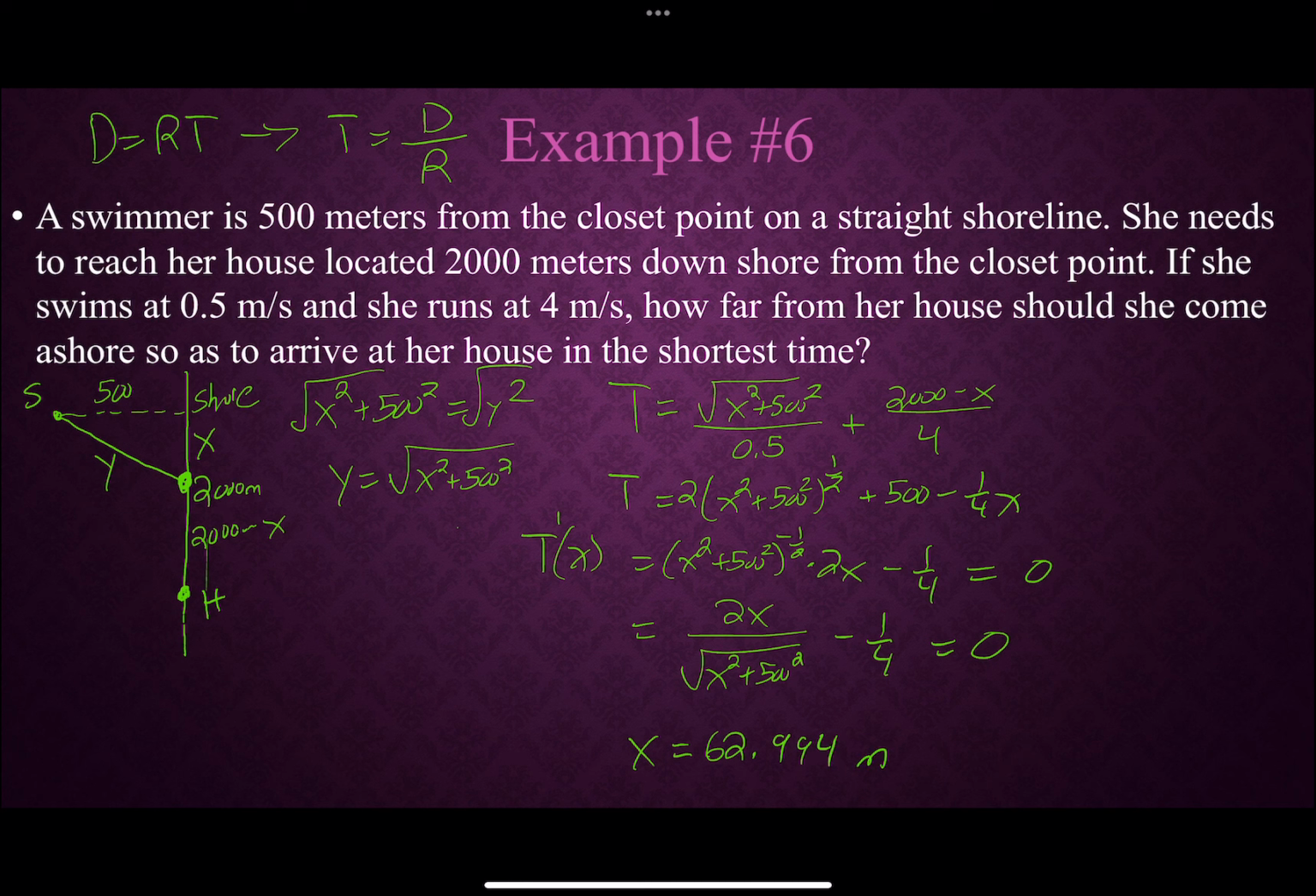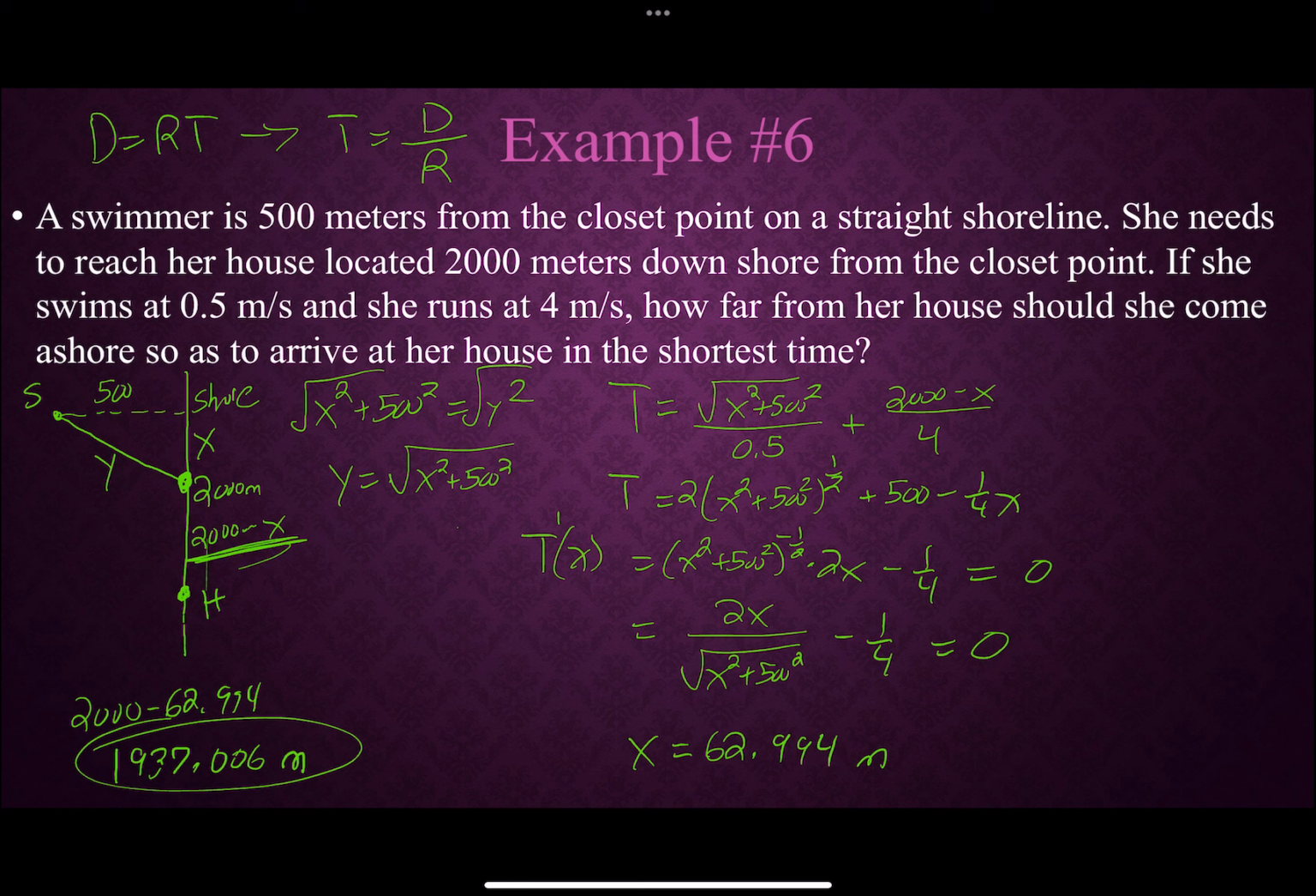So ultimately, the total distance you're actually going to run, which obviously is a lot more than you're swimming, because again, rate-wise, 4 versus 0.5, is a total of 2,000 minus 62.994. You're going to get 1,937.06 meters. That's how much you're running. So that's how far from the house you should be, because you want to find essentially what the 2,000 minus x portion is going to be.